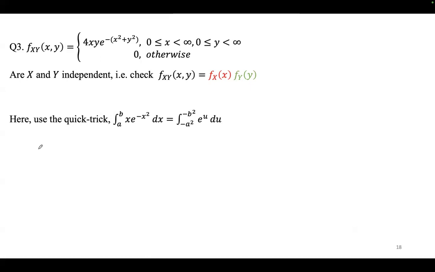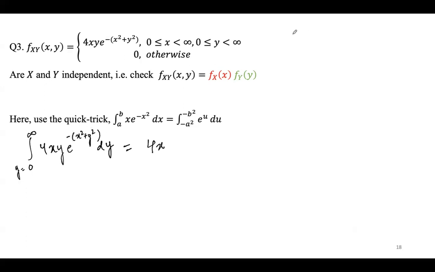Okay. So the marginal probability here. Let's say we are integrating for the ranges of y. So y is equal to 0 to infinity. It's going to be 4xy e to the power minus (x square plus y square) dy. This is what it's going to be. So let's rearrange it a little bit. Whatever the constant terms are, we'll take them out. So 4 is constant, x is constant.